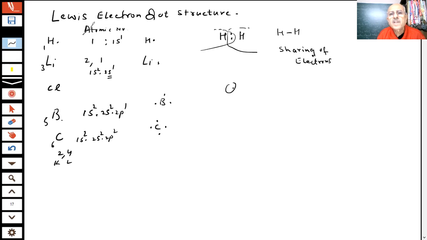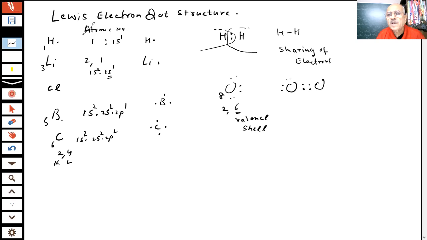If I represent oxygen, students, the atomic number of oxygen is 8. So it has 6 electrons in the valence shell. This is my valence shell. It has 6 electrons. So how do you represent the electron dot structure of oxygen? 2, 4, it has 6, 2, 4, 6. It needs 2 electrons. So if you have 2 oxygen atoms, what will they do?